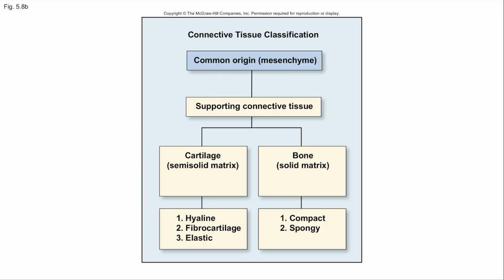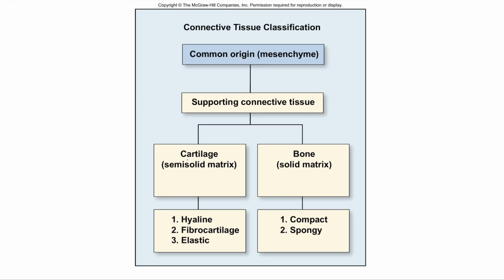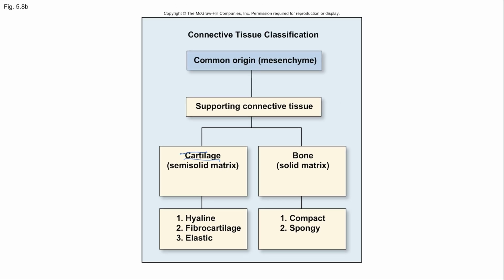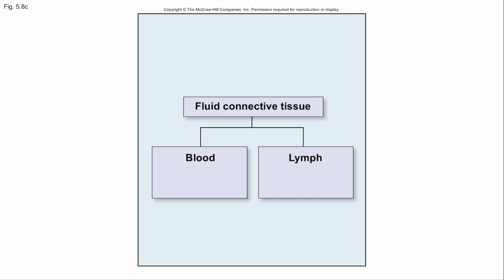Supporting connective tissues, on the other hand, play a very clear role in both supporting your weight and protecting your soft tissue structures. These can be subdivided into cartilages, which have a semi-solid matrix, and bone, which has a very solid calcium-based matrix. Finally, two connective tissues are actually completely fluid: blood and lymph.